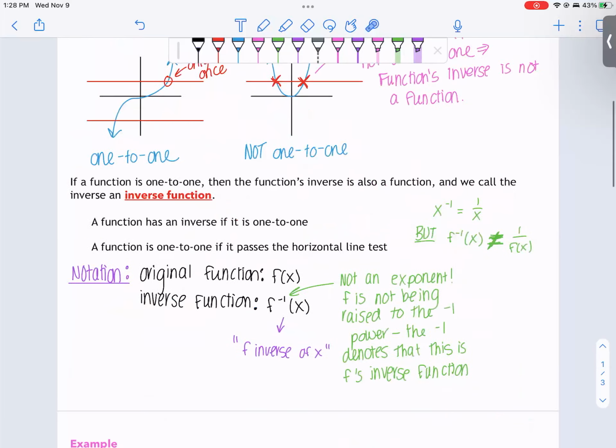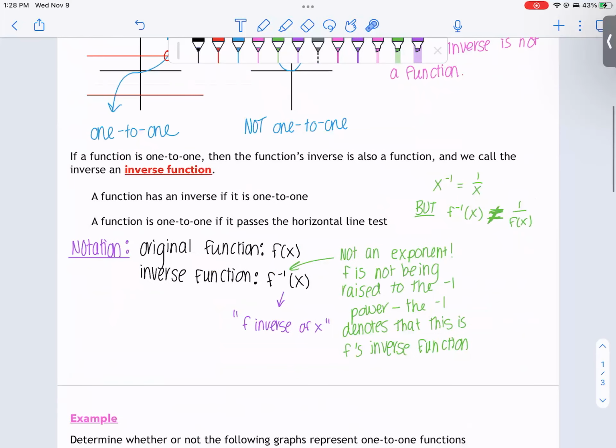And so that's, I think, all I have to say for this section. That's everything you need to know about it.